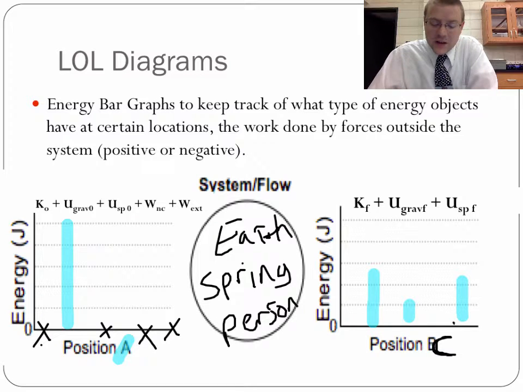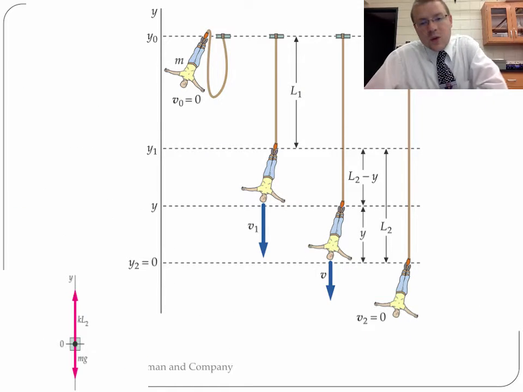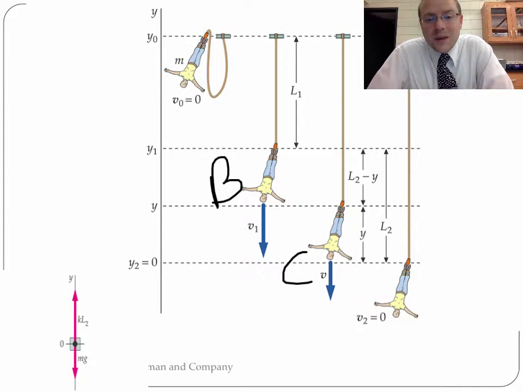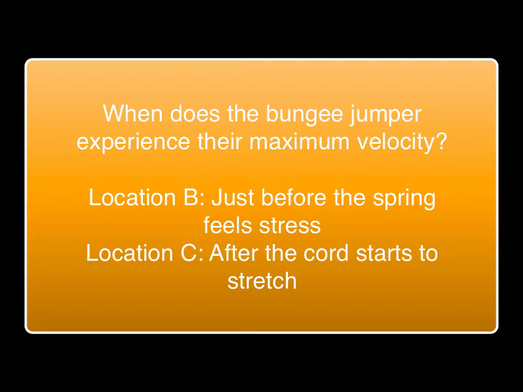So if we go back and look at that scenario, one of the big questions is, where is the bungee jumper's maximum speed? When are they going as fast as possible? It could be at location B or location C. Take a guess, think about it, and then we'll talk about them.